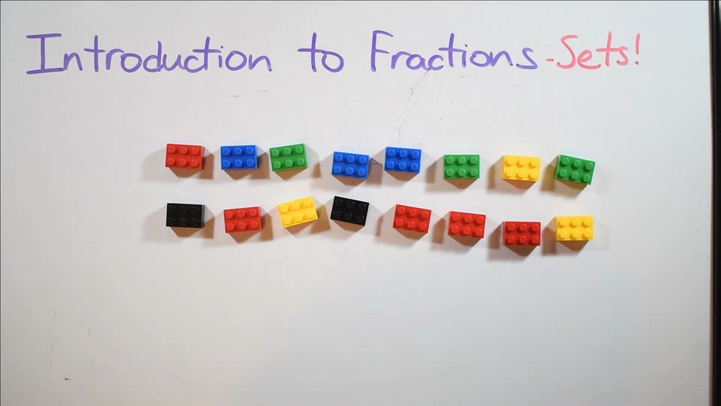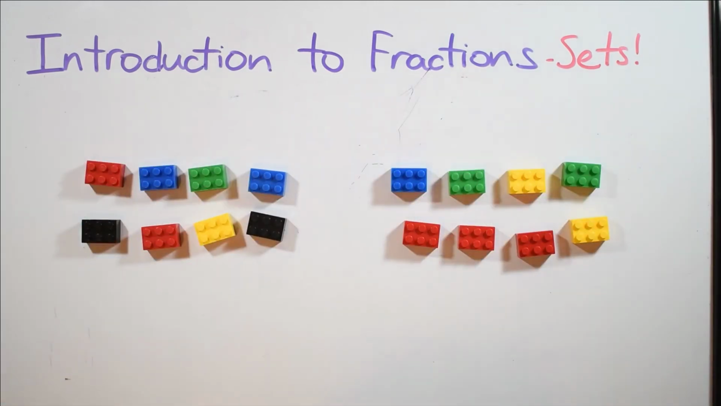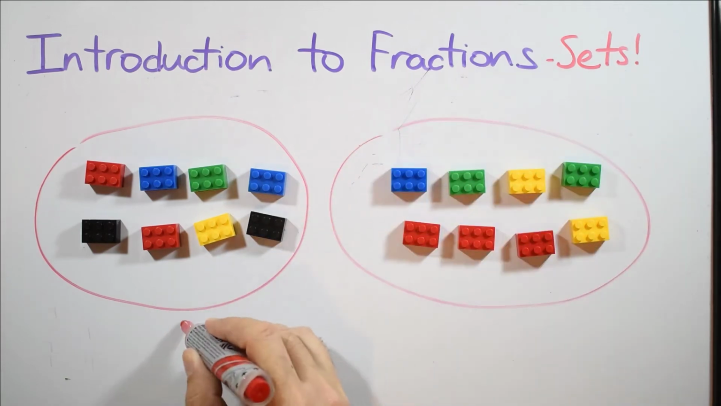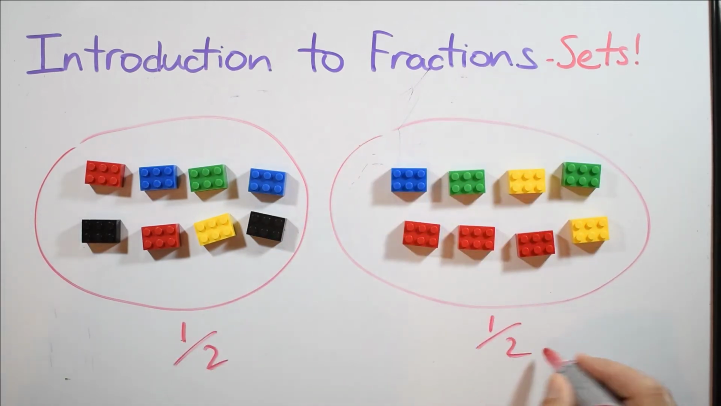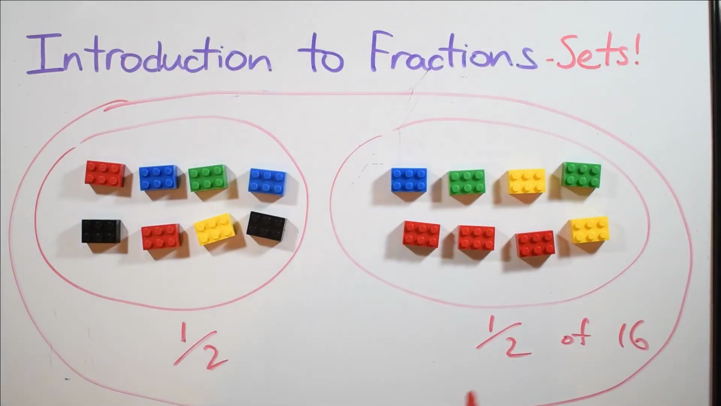Now, we can talk about different ways to put these into fractions. So a half, pretty easy, right? I can just split them like this. So we could say that is 1/2 of 16. Now, there aren't 16 blocks in there. It's half of 16. There's 8 of them in there. You can see that clearly. The whole set is 16, but we're talking about half of them. So that's the difference between chopping up a whole number and chopping up a set.